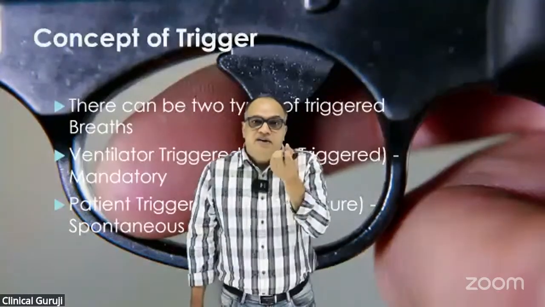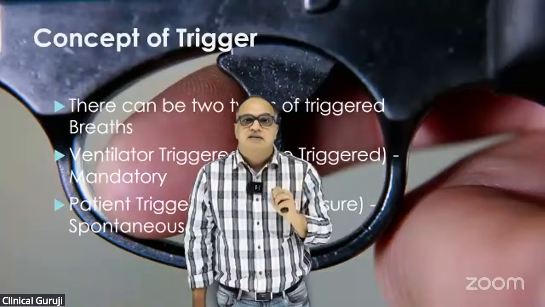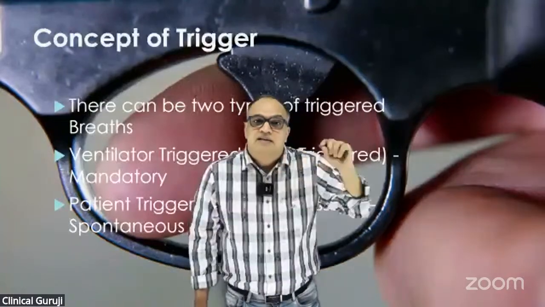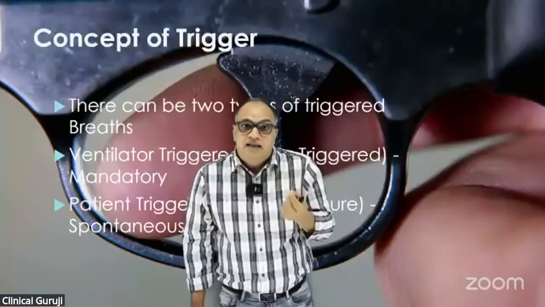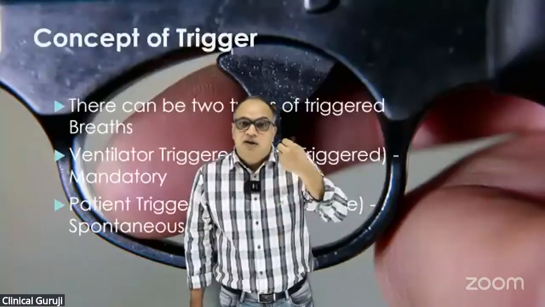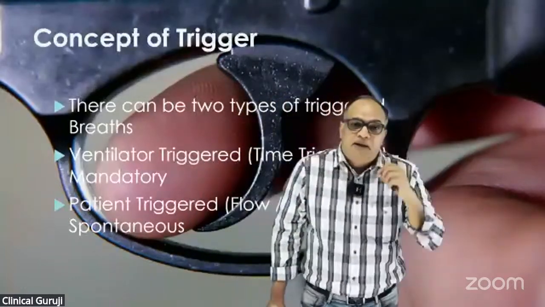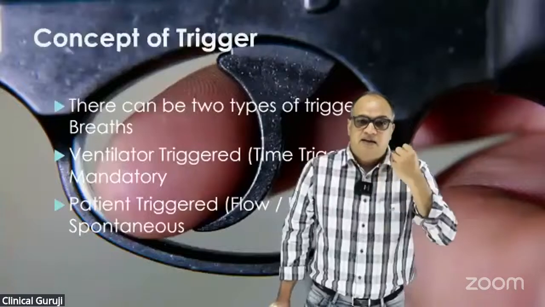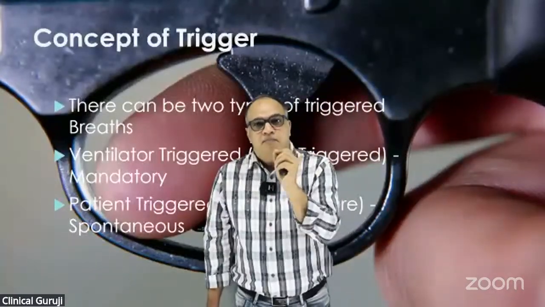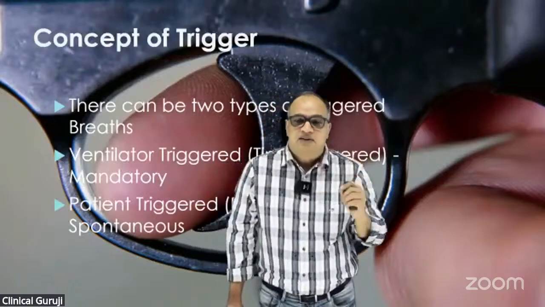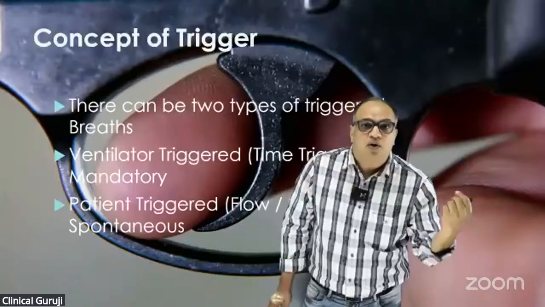And the moment he tries to suck some air in, there will be a negative pressure generated in the ventilator circuit. This negative pressure generated by sucking in of air during patient's efforts is called a trigger. So a patient can trigger a breath by sucking air in, but the ventilator can trigger a breath only by counting the seconds. One is called time triggered and the other is called flow triggered or pressure triggered.